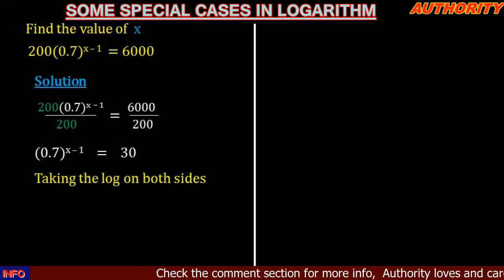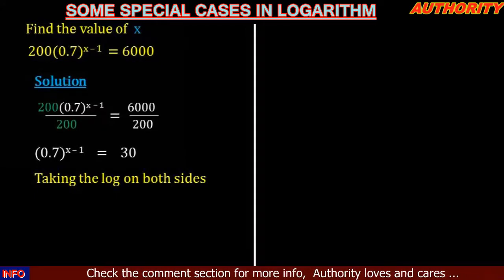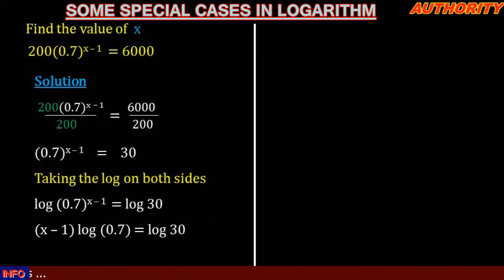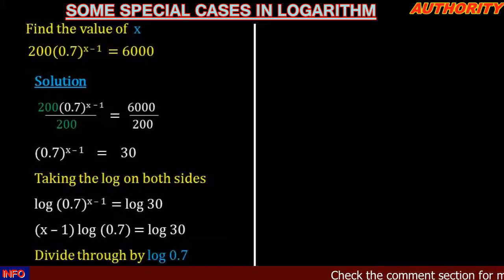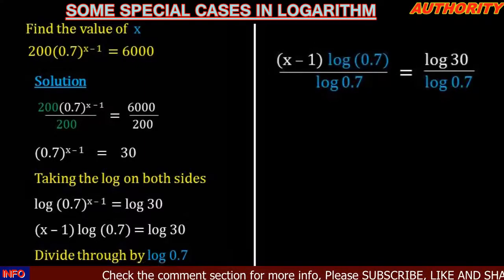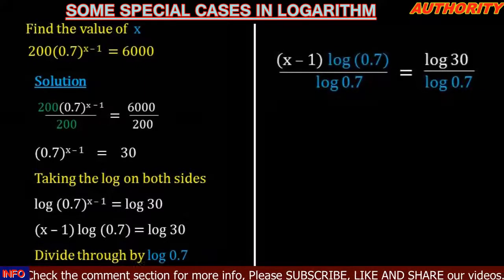If we take the logarithm on both sides, what are we going to have? We're going to have log of 0.7^(x-1) equal to log 30. So this x minus 1 in the exponent, we can take it down to the front. That means we're going to have (x-1) log 0.7 equal to log 30. Let's divide both sides by log 0.7. So dividing both sides, we have (x-1) log 0.7 divided by log 0.7 equal to log 30 divided by log 0.7.